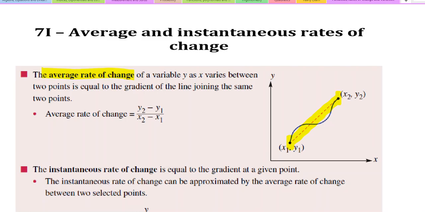So we have learnt to find a gradient. We do y2 take y1 over x2 take x1. So this is going to be our formula to find the average rate of change.